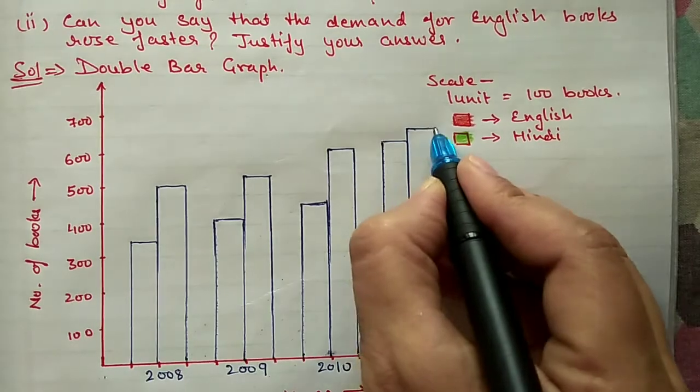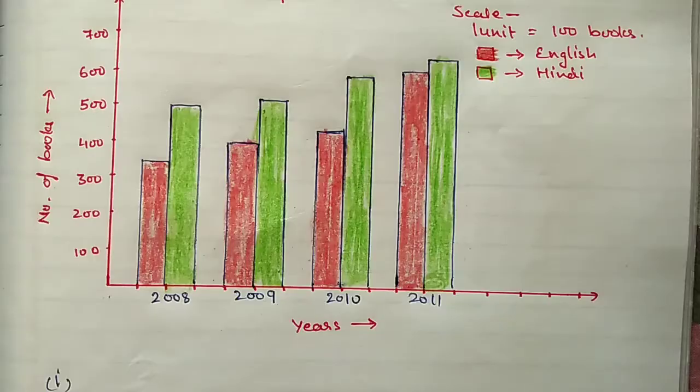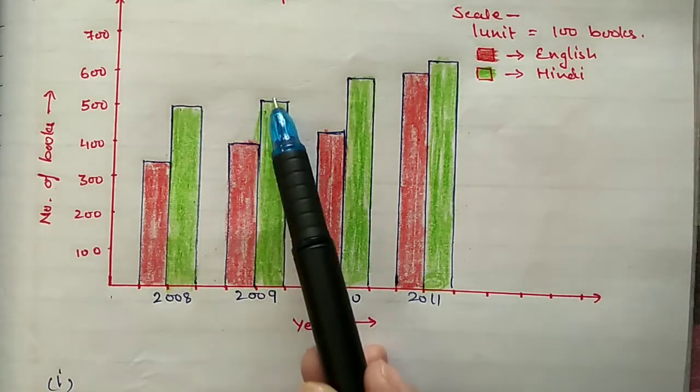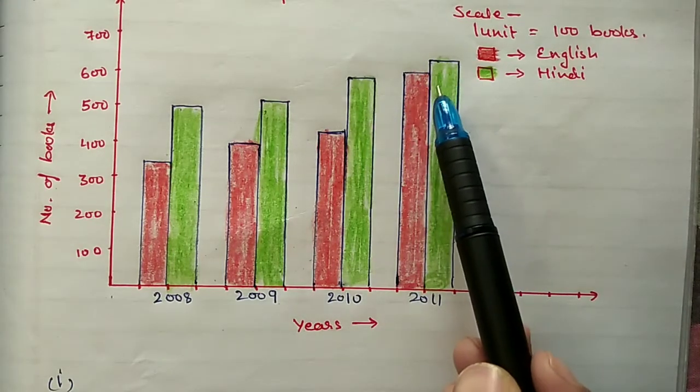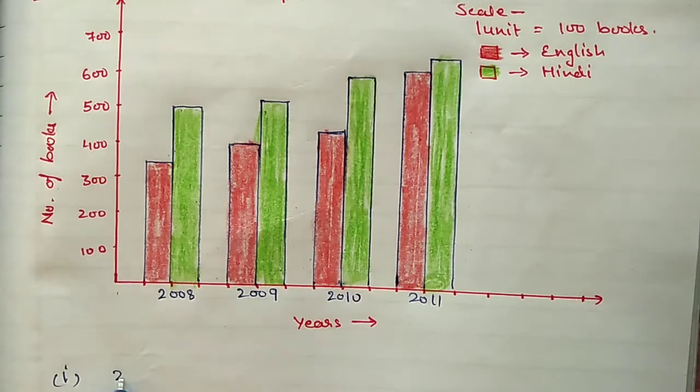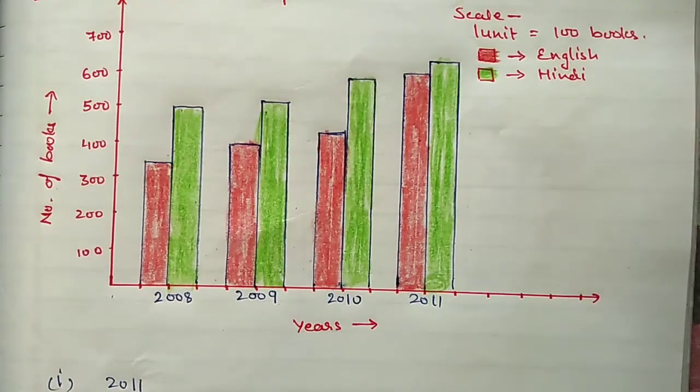Now you can color these bars. Now after coloring you can see your graph will look like this. Then we have to answer these questions. First one, in which year was the difference in the sale of 2 language books least? So you can see here difference, this is the difference between, and here you will observe this is the minimum difference. So in 2011 difference is the minimum.